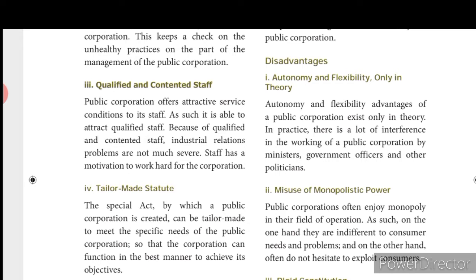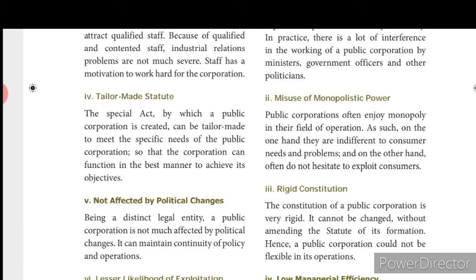Next, the tailor-made statute. What is a tailor-made statute? The special act by which a public corporation is created can be tailor-made to meet the specific needs of the public corporation, so that the corporation can function in the best manner to achieve its objective. You create a public corporation by passing a special act in the parliament, right?